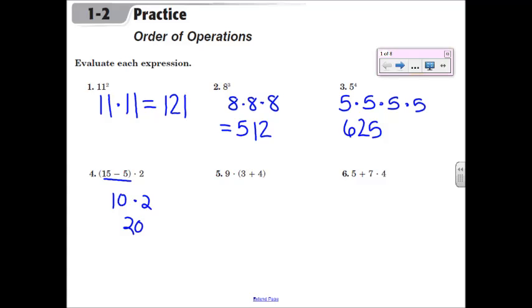Again, we have parentheses in number 5, so we do 3 plus 4 first. Everything else stays the same, so 3 plus 4 is 7. And then the next step, multiplication and division, 9 times 7 is 63. And we don't have parentheses, we don't have exponents in number 6, so we start with the multiplication, 7 times 4. Everything else stays the same, so we get 28. 5 plus 28 is 33.